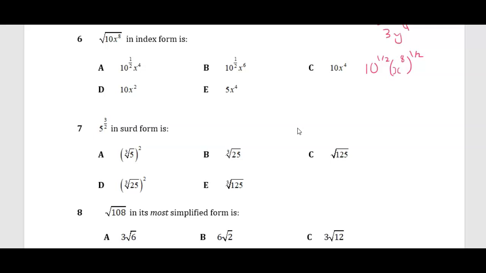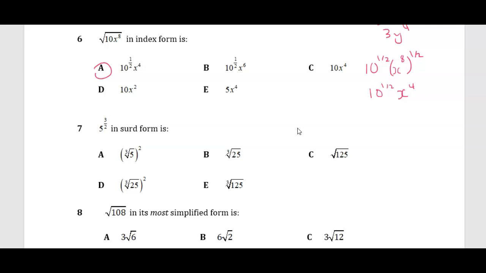Okay, so both the 10 and the x are taken to the power of a half. So just leave 10 to the power of a half. Then 8 times a half is 4. So x to the power of 4. So it's going to be A.